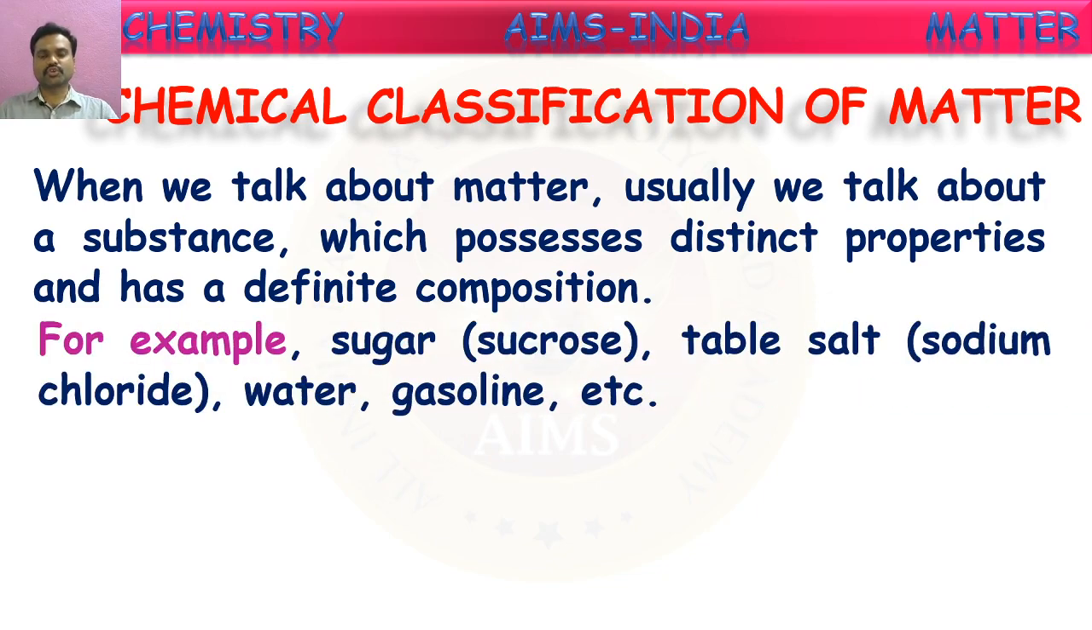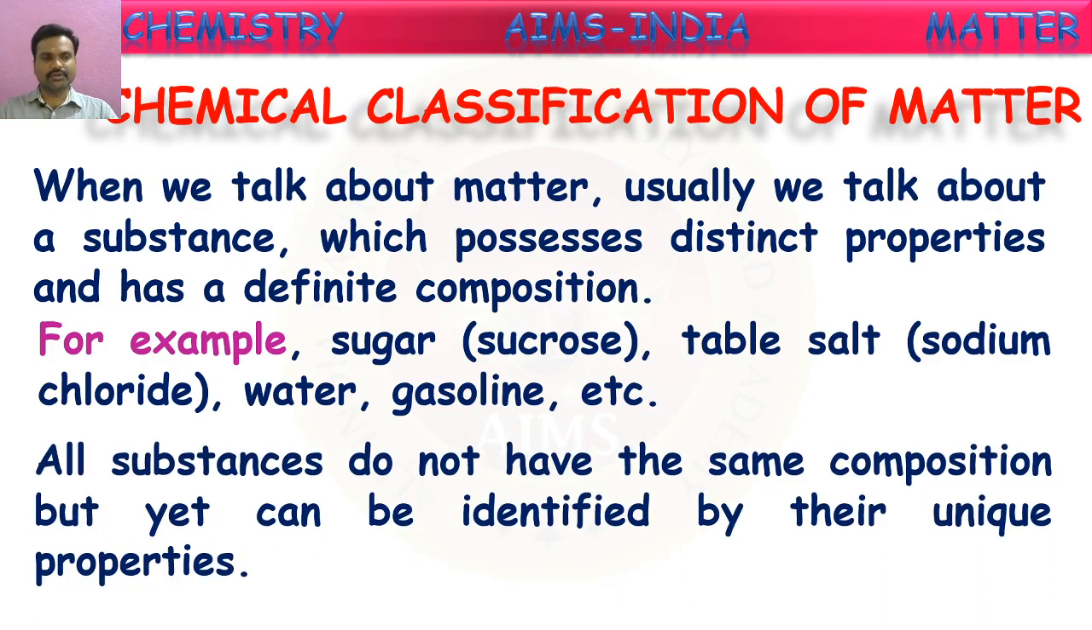For example, sugar, table salt, water, gasoline, etc. These are all different forms of matter. All these forms have special properties of particles in them, one kind of particles in them. All these matters do not have the same kind of particles in them.